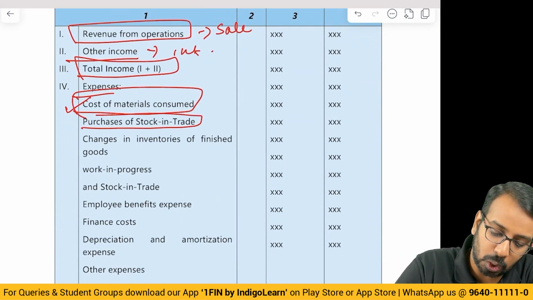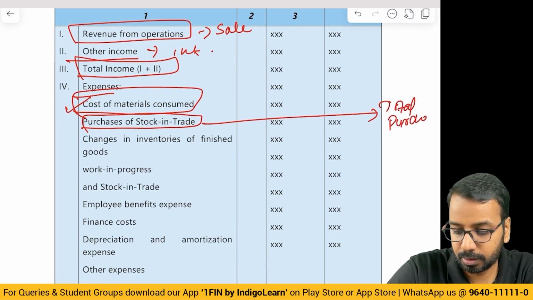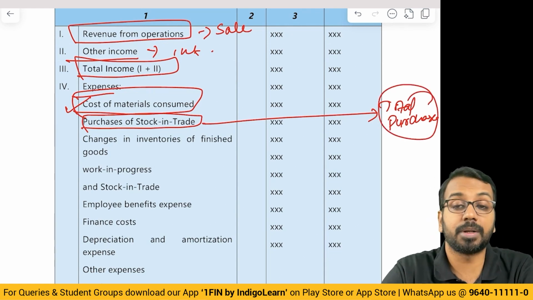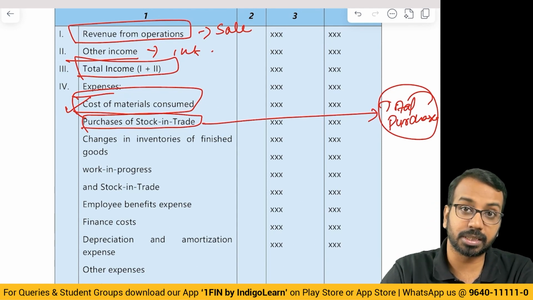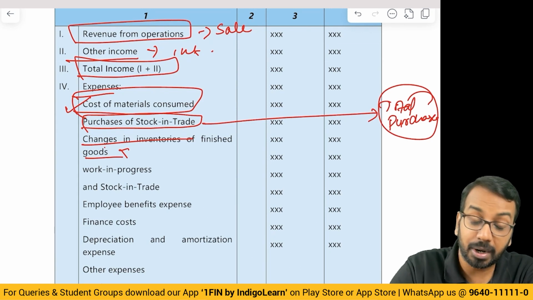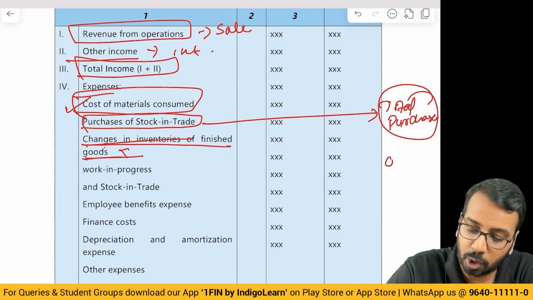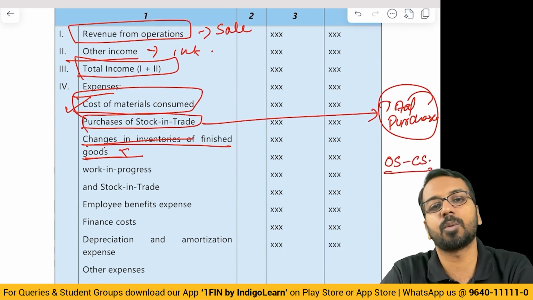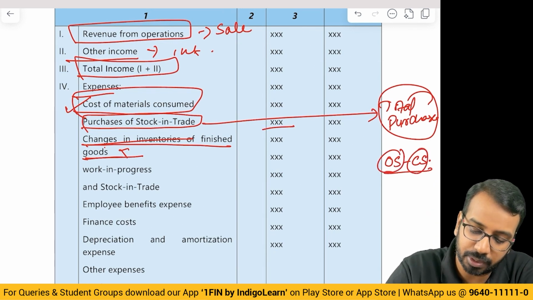Then purchases of stock in trade. This is the total purchases. Sometimes the question gives you adjusted purchases, then you have to derive the total purchase if information is available. If information is not available, then you will use adjusted purchases. Now, if you use adjusted purchases, changes in inventory is not required. But if you don't use adjusted purchases, you have to give changes in inventories of finished goods. Basically, opening stock minus closing stock. So you will do opening minus closing and put that number here.